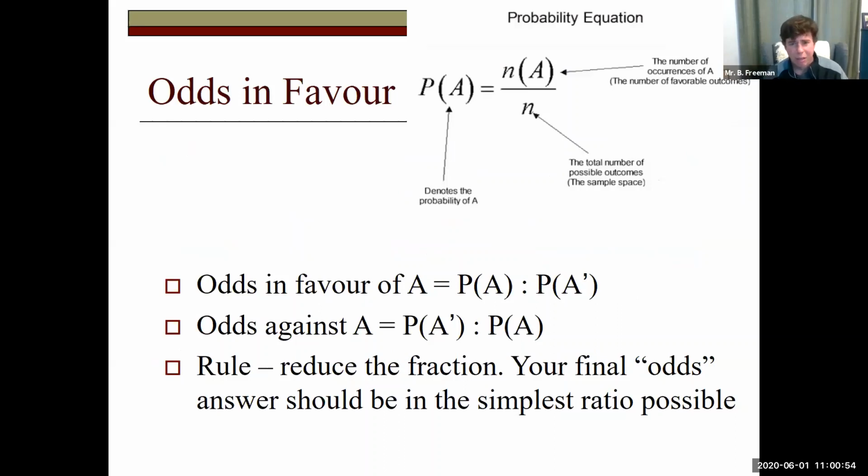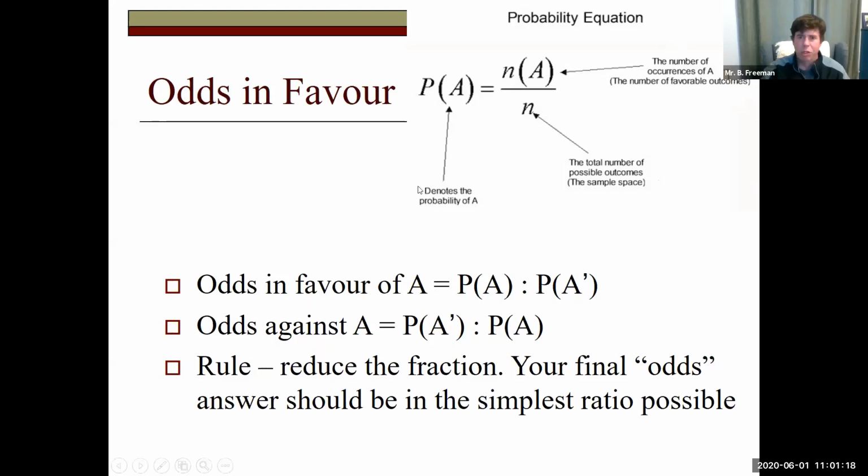Formal formula here. I am going to go through the theory and the formula, but the reality is that you're not going to be required to reproduce this. Odds can just be done in a common sense kind of way too. But the formal formula is the probability of event A is equal to the number of ways event A can happen over the total number, which is the sample space.